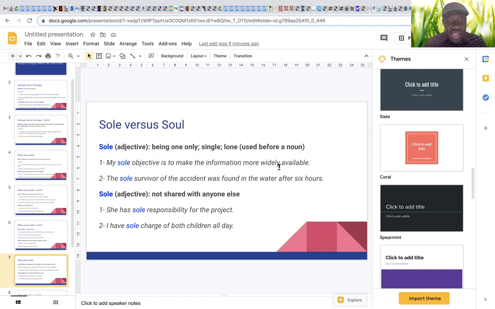Sole, also as an adjective, could mean not shared with anyone else, especially in terms of responsibility. And here we are talking about this kind of example. She has sole responsibility for the project, so she doesn't share that responsibility with anyone else. She has absolute responsibility. Or two, I have sole charge of both children all day. So during the day, I have total charge, complete charge, absolute charge over both children, which is not shared with anyone. I have sole charge of both children all day.